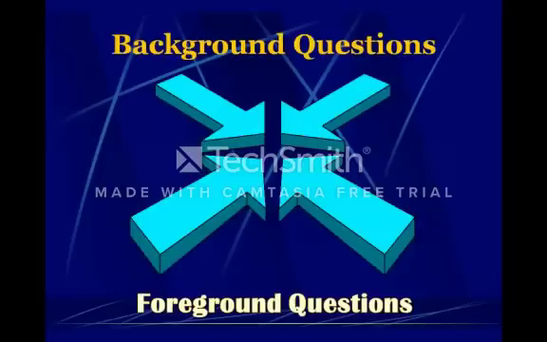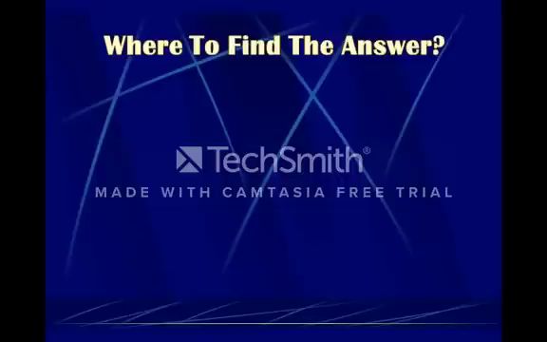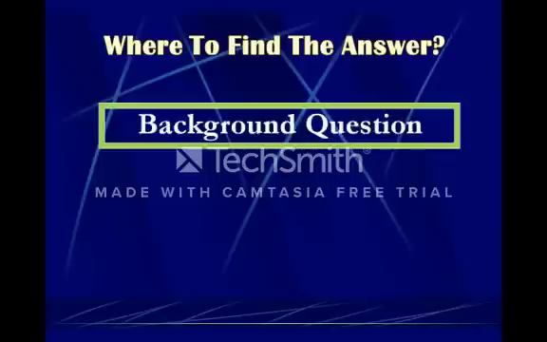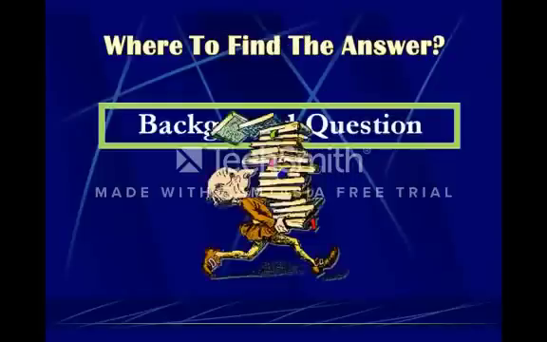We have two types of questions, either a background question or a foreground question. The background question asks about the pathology, the pathophysiology, the etiology of the disease, the mode of spread of certain diseases, etc. Where can we find answers for background questions? In textbooks, exactly. So background question answers are found in textbooks.